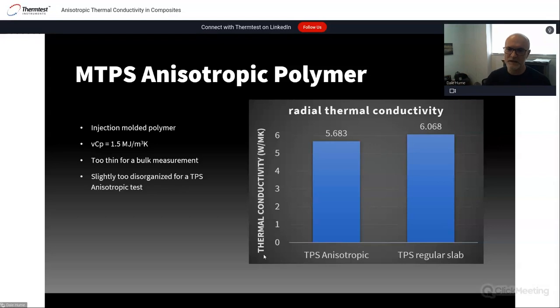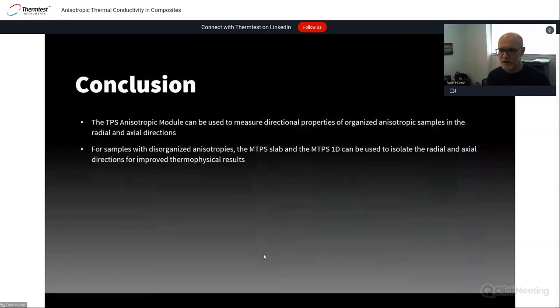Or if it's highly disorganized, you can even use a steady state with a higher degree of confidence. So, conclusion: the anisotropic module can be used to measure directional properties on organized anisotropic materials for both radial and axial directions. We have a lot of examples of this. We spent a lot of effort trying to look at the assumptions of this approach and describe how that can affect your measurements if you're a user.